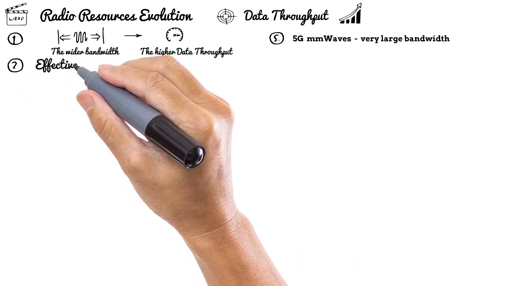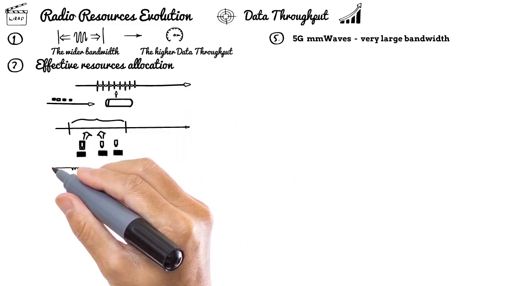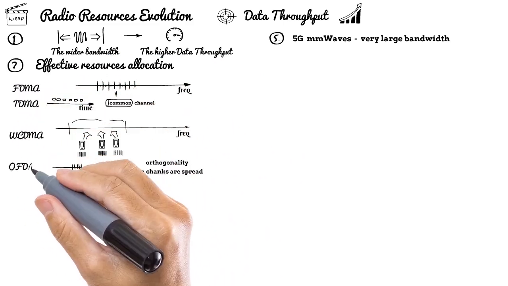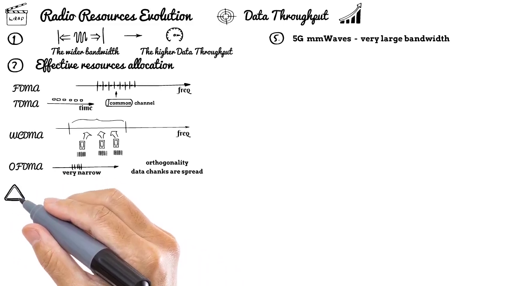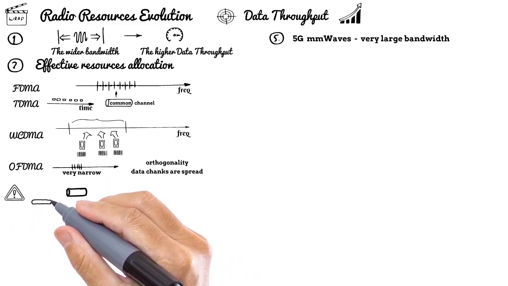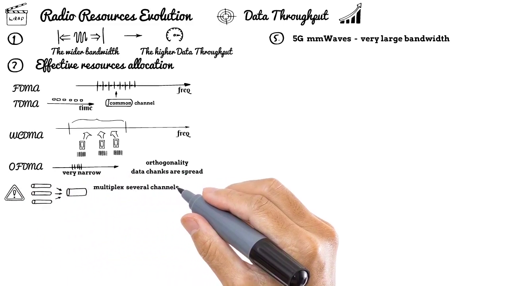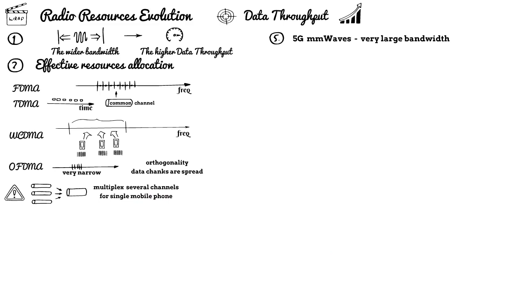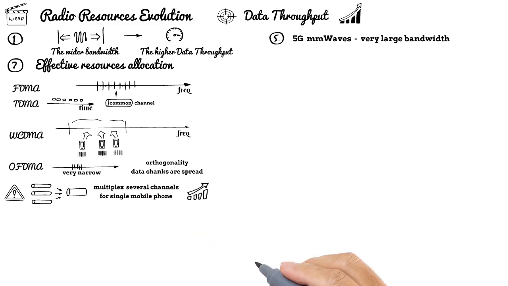The second item was about effective radio resource allocation, where we discussed FDMA, TDMA, WCDMA, OFDMA resource allocation possibilities. An important aspect here is, when we have multiple subchannels available, it is possible to multiplex several of them to use at a time per single mobile phone. The more resources are combined, each with its own bandwidth, the higher throughput can be achieved for the end user.